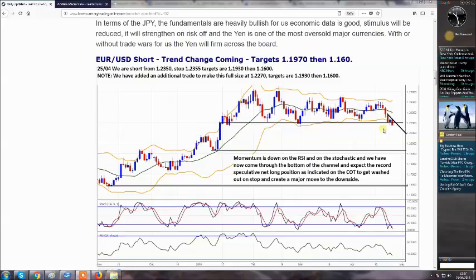I thought they might have already been hit when I set my entry, but not yet. But we've got the ECB tomorrow, so if the ECB are dovish, as I'd expect them to be, we could possibly see a euro sell-off.